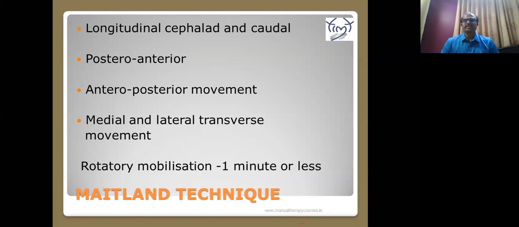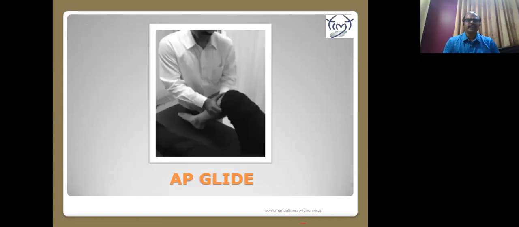Okay. So what are the techniques which we have here? We have longitudinal cephalad and caudad, posterior glides, and medial and transverse, and rotatory mobilization is found to be very effective. We have a lot of studies which support this also. But at the same time, it's very clinical and anecdotal, and clinically it proves to reduce the pain. So obviously the patients are comfortable with that. And this is where you do the AP glide, where you don't need to start with 30 or 45 degrees of knee flexion.